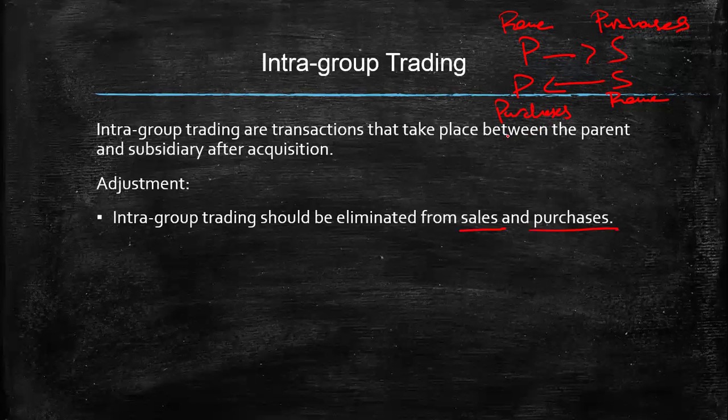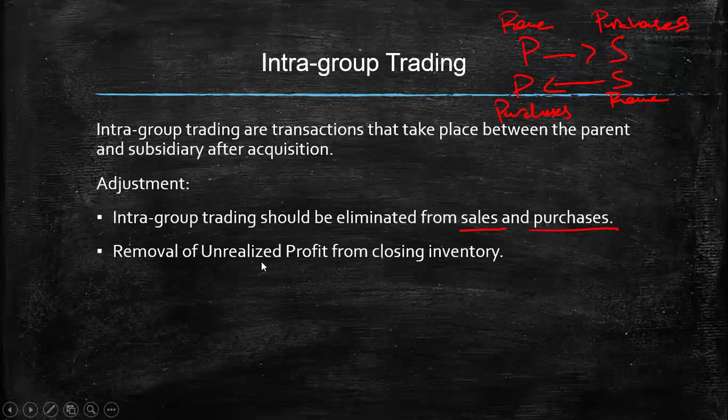And therefore, you have to find out this total amount of transaction, total value of goods that have been sold between the parent and subsidiary, and you have to subtract this amount, this value of goods, both from the purchases expense as recorded in the consolidated statement of profit and loss, and you also have to subtract this amount from the revenue calculation for the consolidated statement of profit and loss.